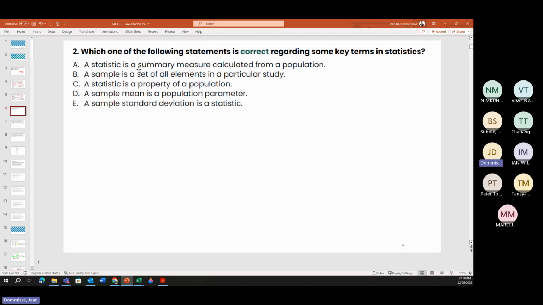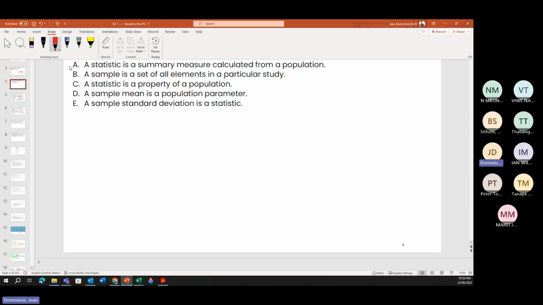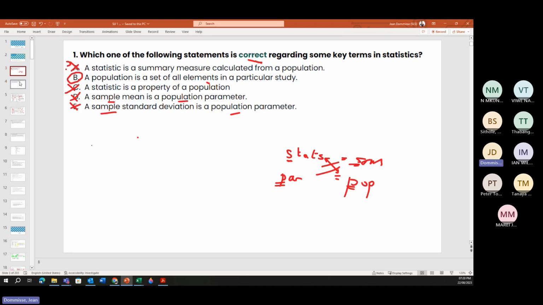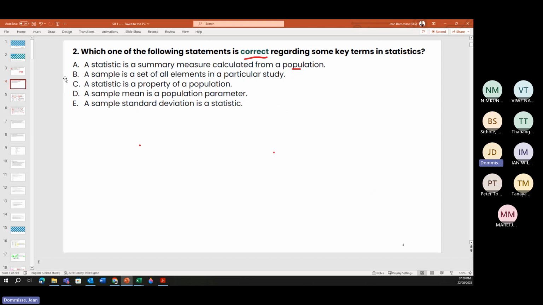Okay, so very similar. So let me move that up to that point. Very similar. So again, look at a few things. So again, which one is correct? A statistic is a summary measure calculated from a population. Sure, very close to that one. Is it exactly the same question? No.